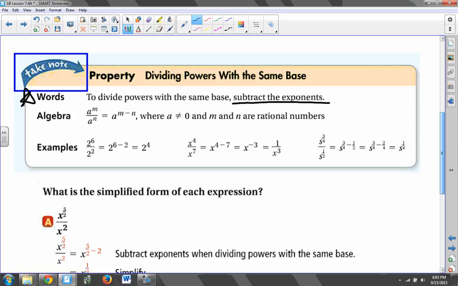Notice, please, in this example here, we end up with x to the 4 minus 7, which equals x to the minus 3. I hope, and I believe most of you already have this in your minds, we don't like negative exponents. So when we get this x to the negative 3 power, we're going to rewrite it as 1 over x to the 3rd. So write down these examples and these words, and then go with me to the top of page 440, and we will look at what this is going to look like in your practice problem set.